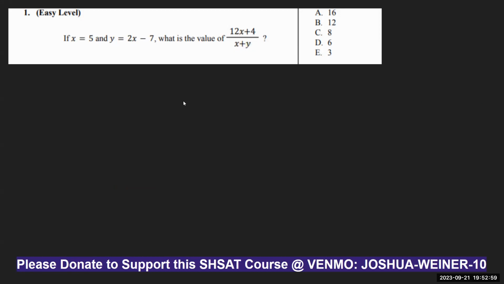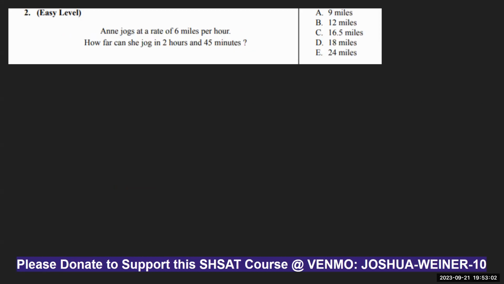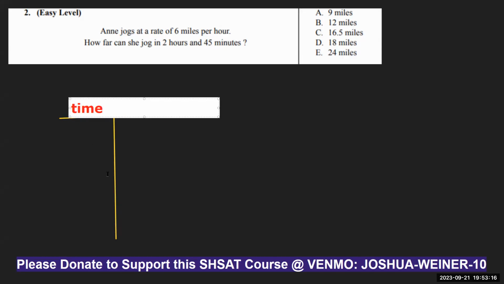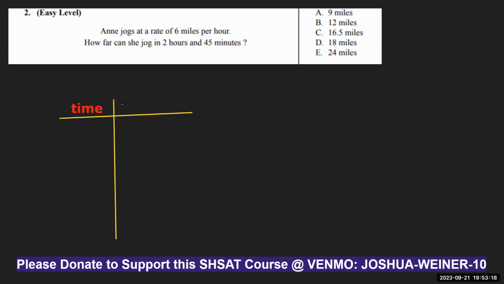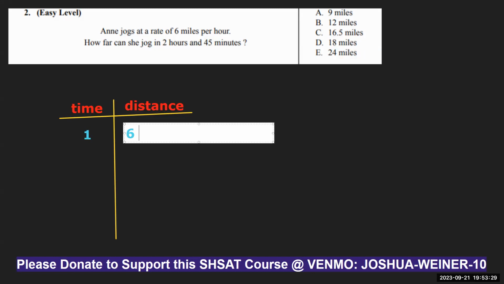Question number 2. Anne jogs at a rate of 6 miles per hour. How far can she jog in 2 hours and 45 minutes? Well, let's make a clipboard for Anne, who's jogging, based on her time and distance. And we're given a unit rate for her. Well, we were told that in the paragraph, if she goes for 1 full hour, then she would go 6 miles.